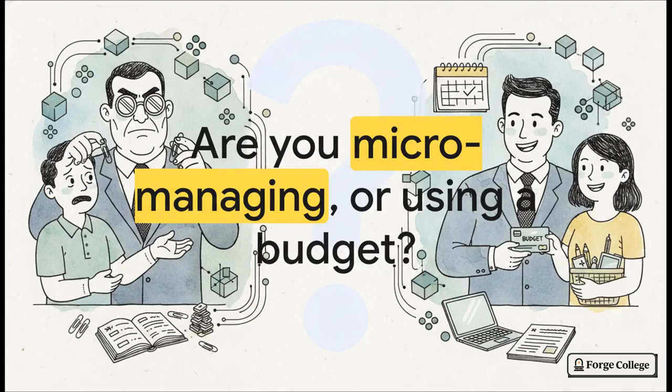Now, I want you to really think about this for a second. Are you micromanaging your transactions, or are you just handing them a budget? This question basically strikes right at the heart of the EVM to SVM transition. It highlights this massive philosophical shift in how these two totally different blockchain architectures charge for resources.